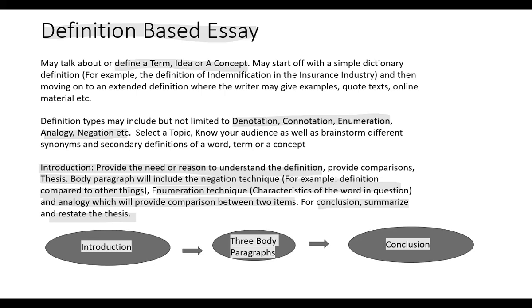When we say technique, what are we talking about? We're saying negation technique. This could be the definition compared to other things. For example, enumeration technique, which is basically all the stuff in the word, all the characteristics of the word in question. And finally you have analogy.